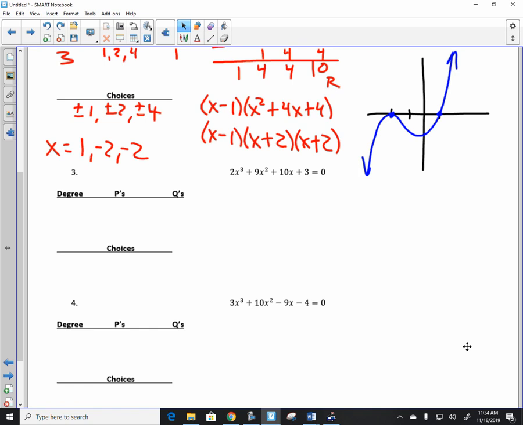Last problem, number 3. What's different? Yeah, there's a 2 in front. So the degree is 3. My P's are 1 and 3. My Q's are 1 and 2. So you've got to take each of the P's and divide it by each of the Q's. This is something that's not very difficult to do, but people mess this up on the test. So please be careful. I'm going to take the first P, which is 1, and divide it by each of the Q's. So I end up with 1 over 1, which is 1, and 1 over 2, which is a half. After I did 1, I move on to the 3. 3 divided by 1 is 3, and 3 divided by 2 is 3 halves.